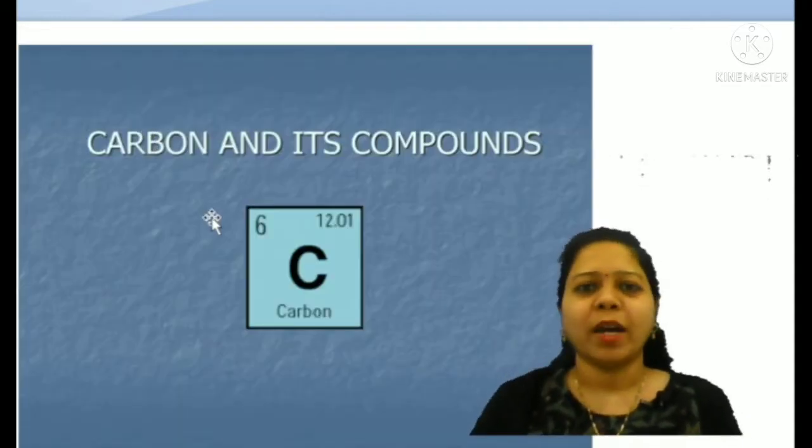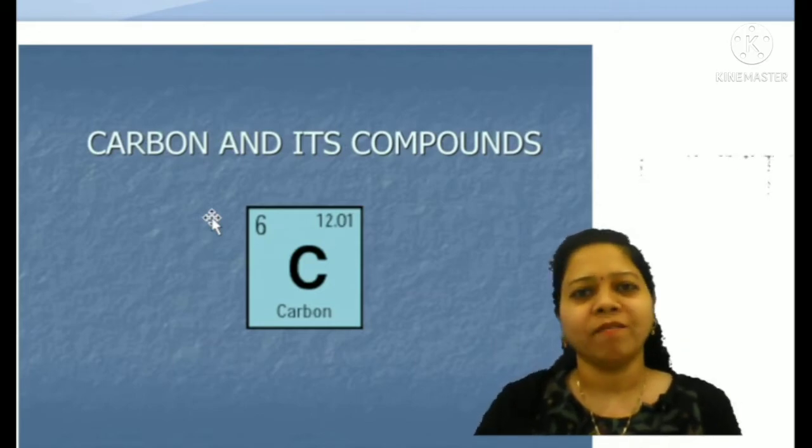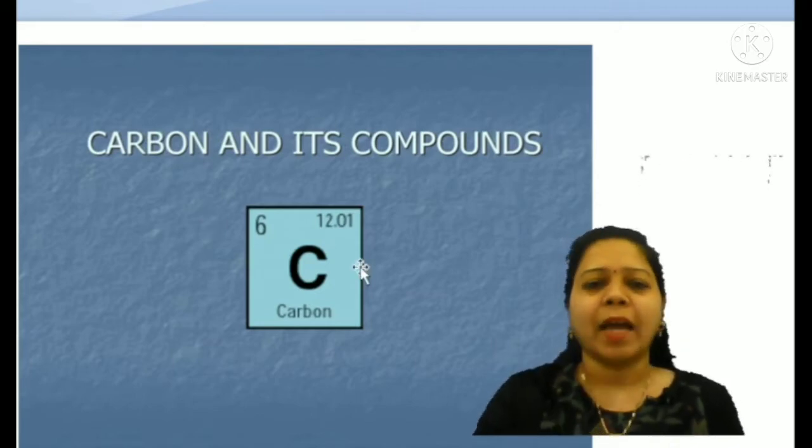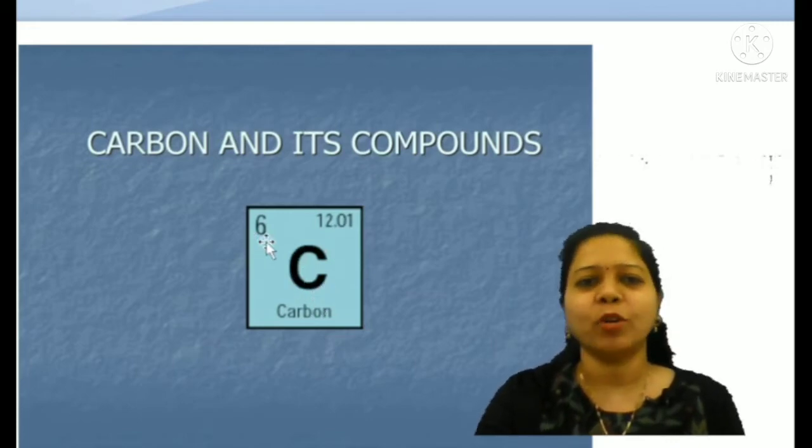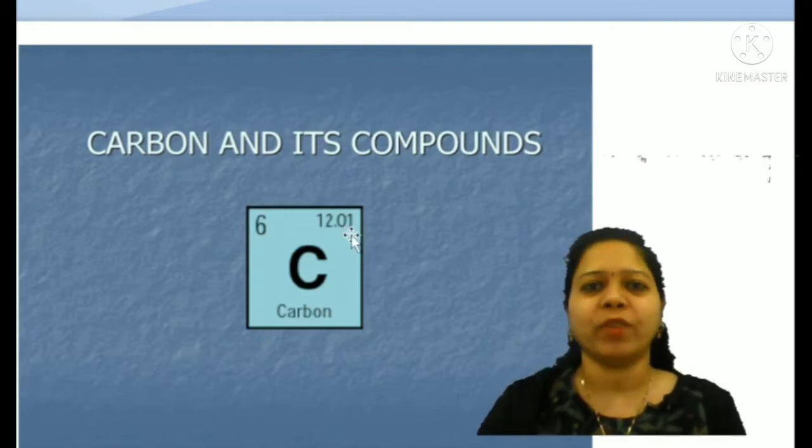What is the atomic number of carbon? What is the mass number of carbon? And what is the symbol of carbon? We'll see. Capital C is the symbol of carbon. 6 is the atomic number of carbon and 12 is the atomic mass number of carbon.